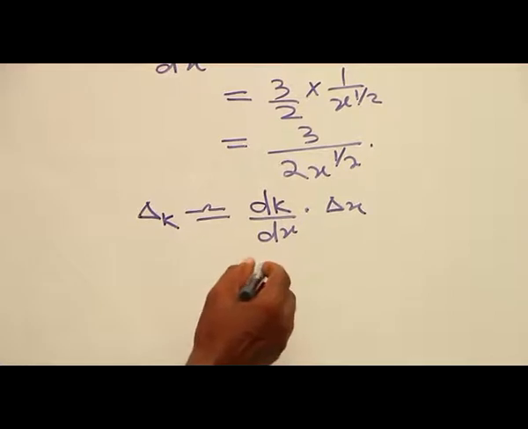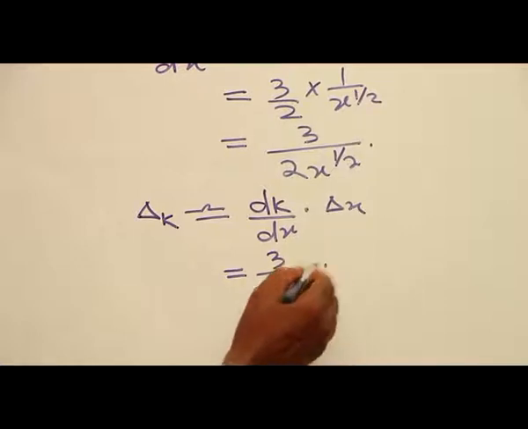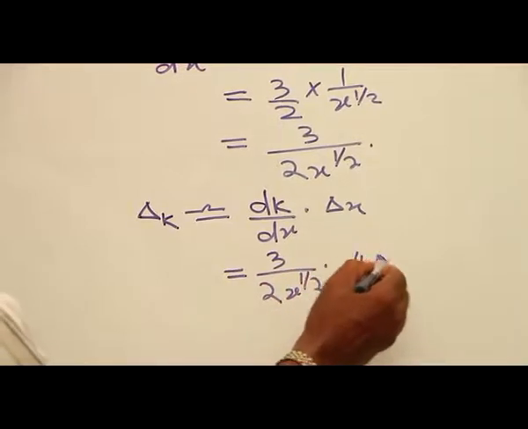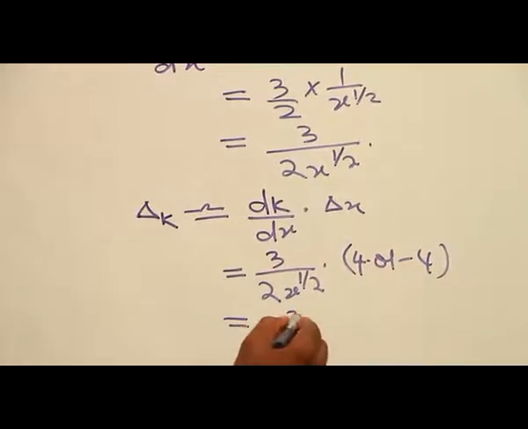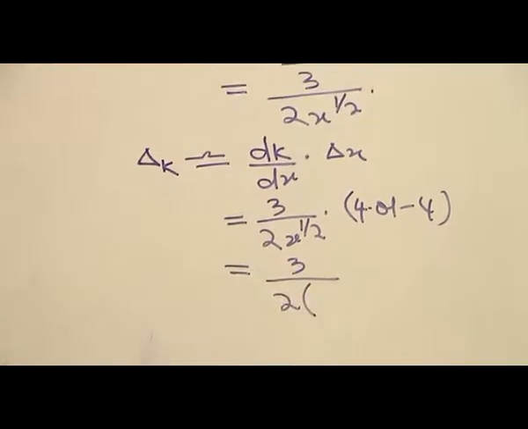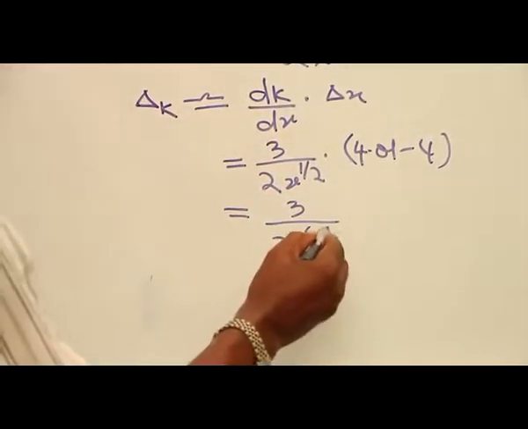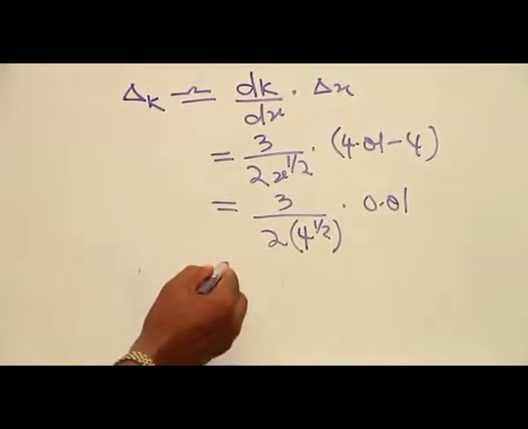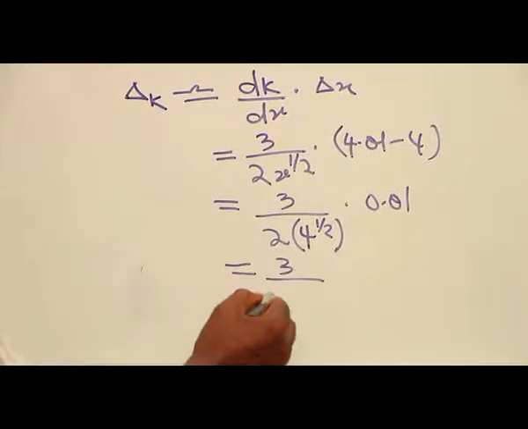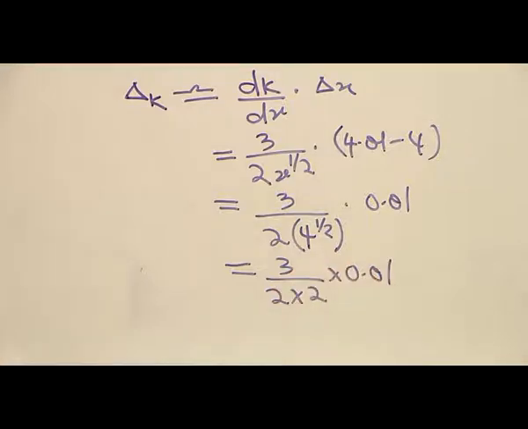Your dk over ds is equal to 3 all over 2 times s raised to power half, and your ds is 4.01 take away 4. And so we now have 3 all over 2. Our s, originally, s is increased from 4. So we have 4 raised to power half, and multiply this by 0.01. The result of this is 3 all over 2 times 2, multiply this by 0.01. If you multiply that, what will you get at the end?